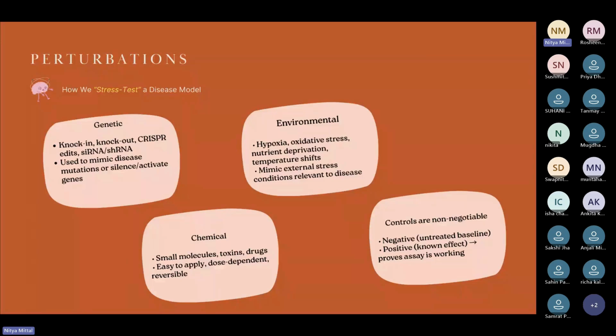So controls are always important. In terms of environmental, it's making the world of cells a bit harsher, less oxygen, less food, more stress. Chemical is like dosing them with a stressor or a drug, and then genetic is like hard coding the disease inside the cells.